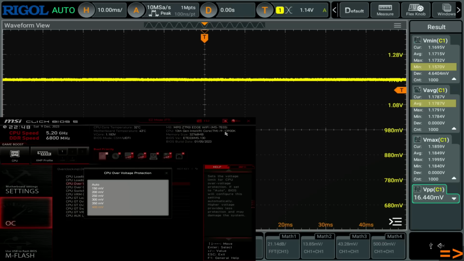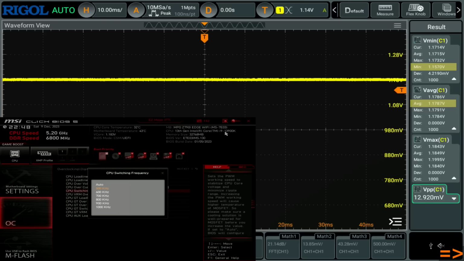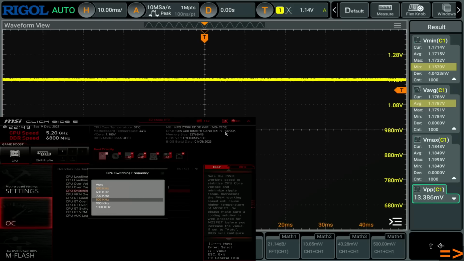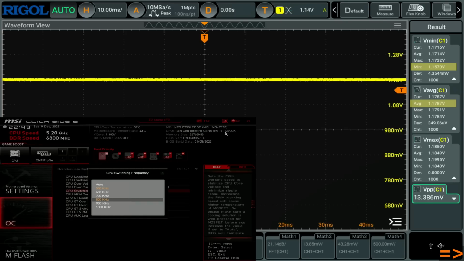Then you have overvoltage protection, which we have maxed out for testing, overcurrent protection, which we have maxed out for testing, and switching frequency set to 500 kilohertz. I've not bothered to check if higher switching frequencies make any difference in voltage regulation. I imagine, like most modern motherboards, raising the switching frequency either does nothing or actually makes the voltage regulation worse. There are quite a few examples of that out there, including some motherboards having incredibly glitchy load line behavior at very high switching frequencies.